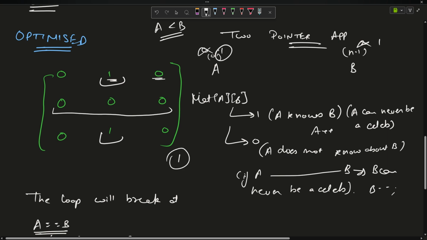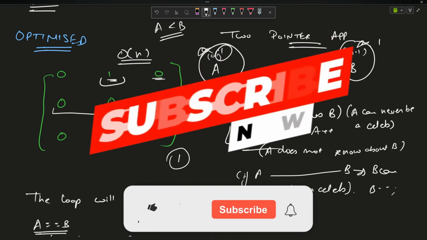As simple as that. What did we do? We just check for mat AB. If it is 1, then A can never be a celeb. If it is 0, then B can never be a celeb. And we just reduce the interval. So it is actually working in O of n time complexity. Why? Because we are only shrinking the n values. So let us write down the code for it.